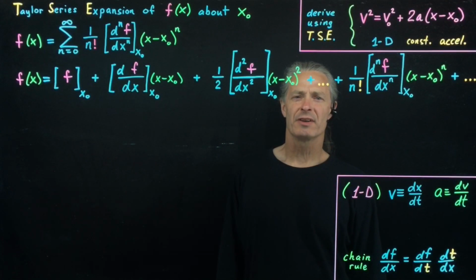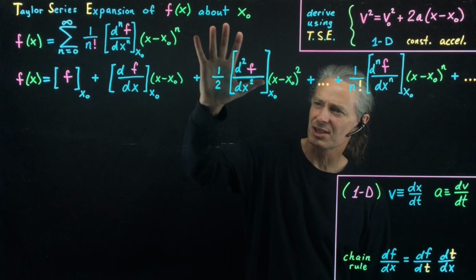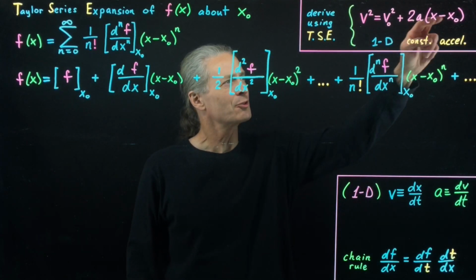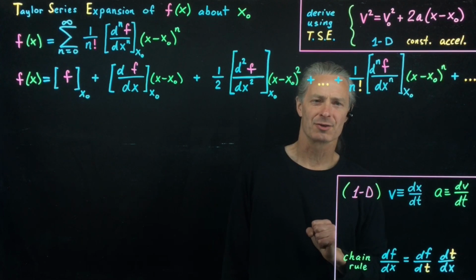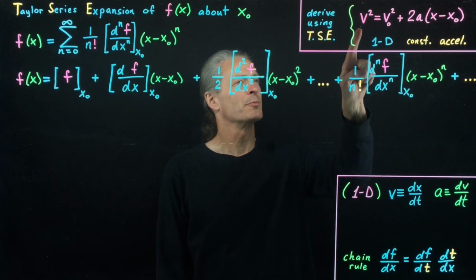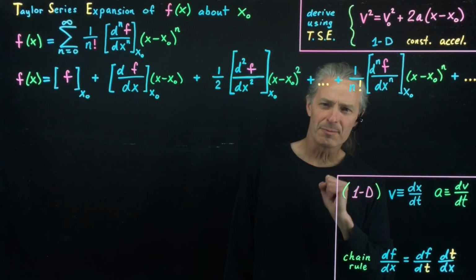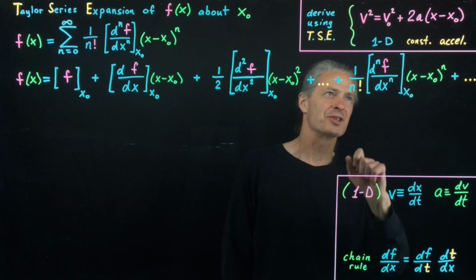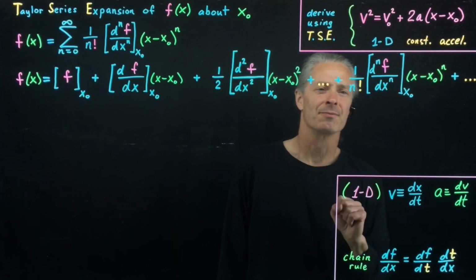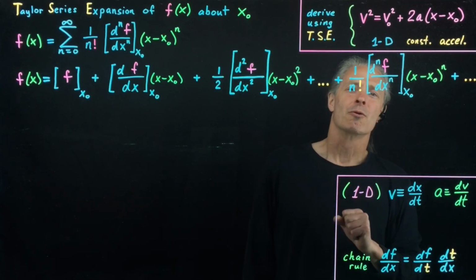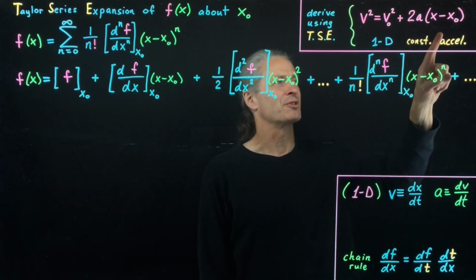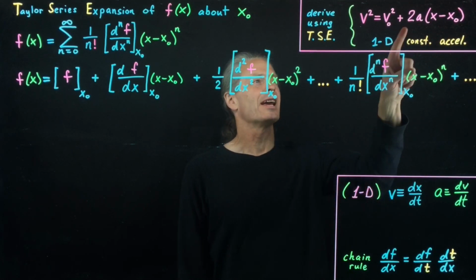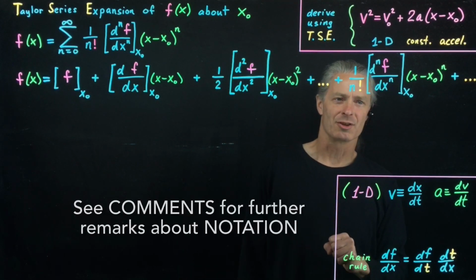Hi everybody, in this video I'm going to use a Taylor series expansion to derive a really useful equation for an object moving in one dimension with constant acceleration. In this equation, the symbol v represents the one-dimensional velocity that the object has when it's at position x. The symbol v sub 0 represents the one-dimensional velocity the object had when it was at position x sub 0. And a represents the constant acceleration.